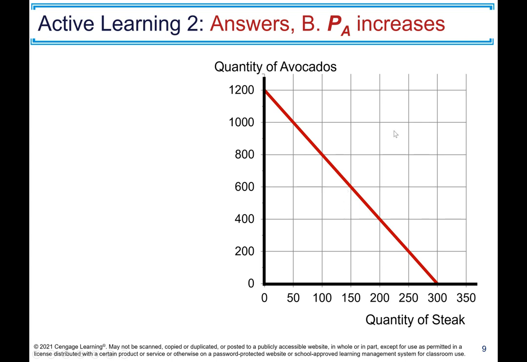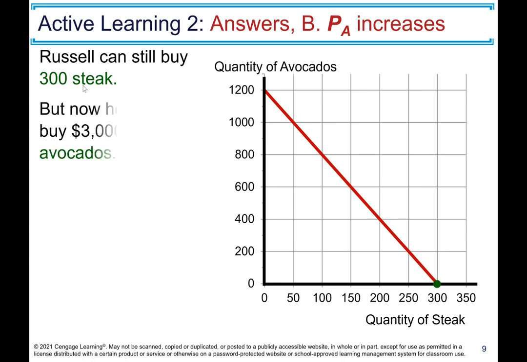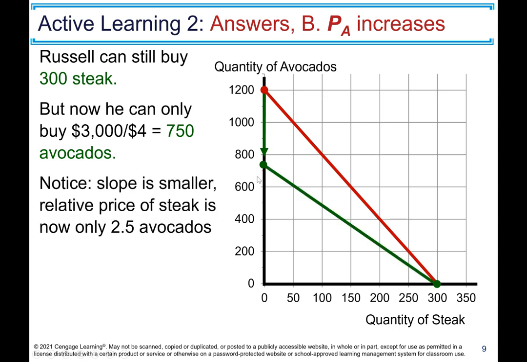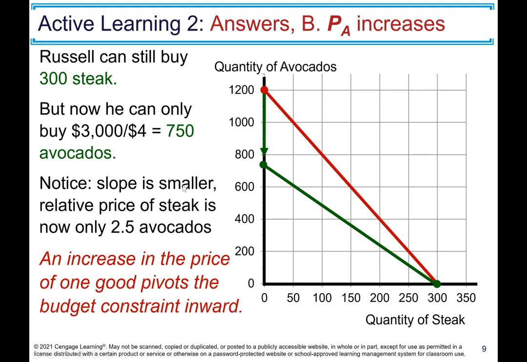Answer B: the price of avocados increases. Russell can still buy 300 steaks since the price of steaks did not change. But now he can only buy $3,000 divided by $4, only 750 avocados. Notice the slope is smaller. The relative price of steak is now only 2.5 avocados. An increase in the price of one good pivots the budget constraint inward.